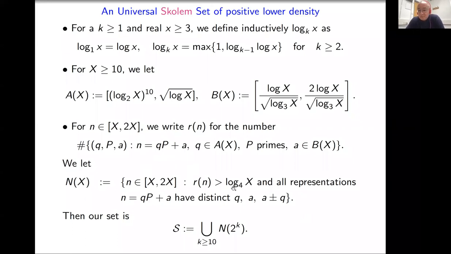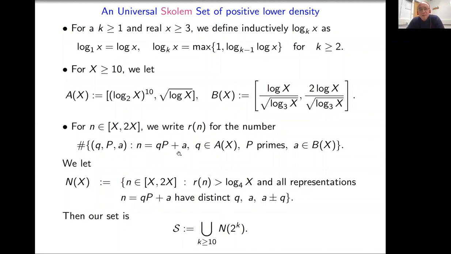And if enough of them are primes, let's say at least quadruple log of x or something like that, and you have some other technical conditions, then you say the integer n is good and you put it in your set, the set of good integers. I claim that the set of good integers is a universal Skolem set.